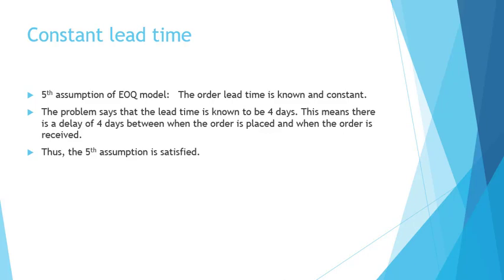The fifth assumption requires the order lead time is known and constant. Well, the problem says clearly that the lead time is known to be 4 days. This means there is a delay of 4 days between when the order is placed and when the order is received. The fifth assumption is then satisfied.